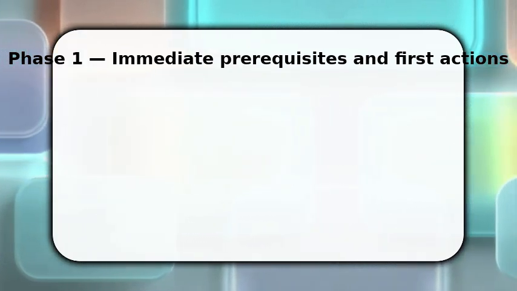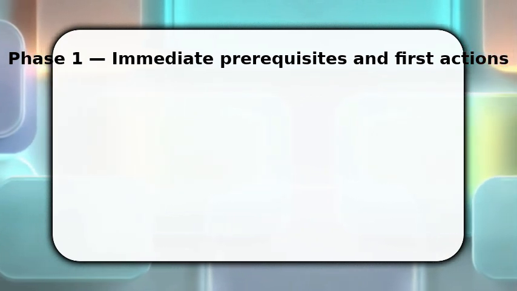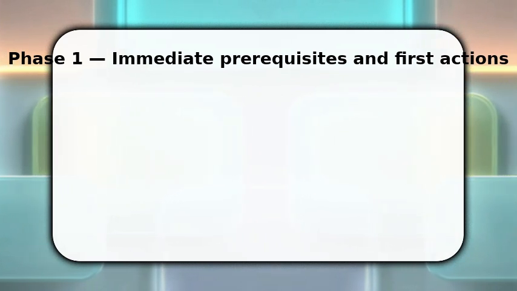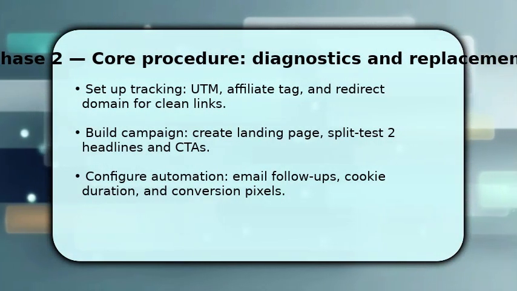Now connect your payment preferences and tax info so you can receive earnings. Then move straight into product selection inside Copecart. Next, focus on tracking and campaign structure.